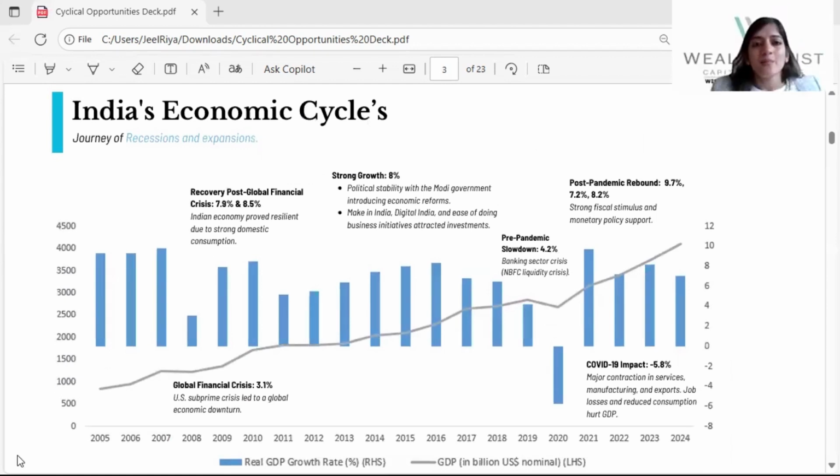Now let's step back a little bit. Why do we think this is important, or why should we do it in this format? Let's look at any economic cycle. Let's go back maybe 20 years and look at the Indian economic cycle. If you look at the gray line, what we see is that any economy in a growth stage basically has a very linear progression.